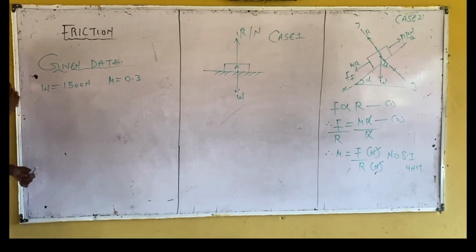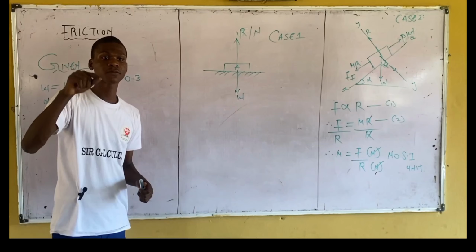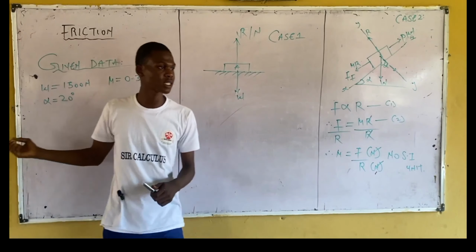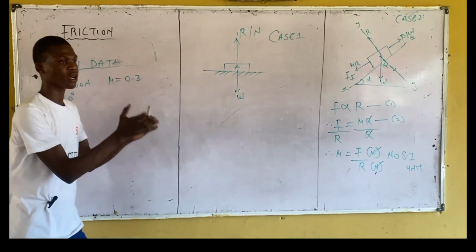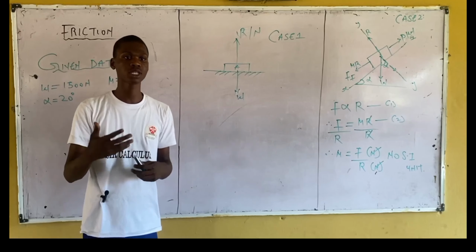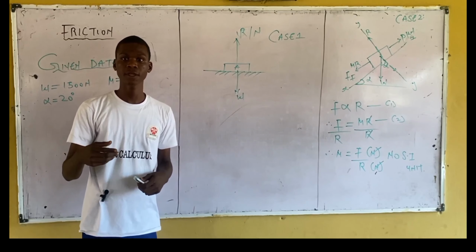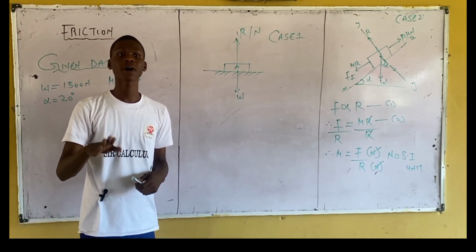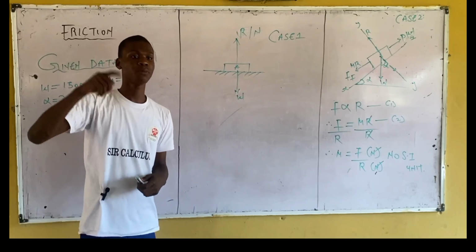What else? What's the angle? We are given 20 degrees. There's a full stop there, after all this data. Now, with this data, let's draw our diagram. Do you understand? Or should we continue listing the data? Okay, let's continue. Find the force required to push the block up the plane.